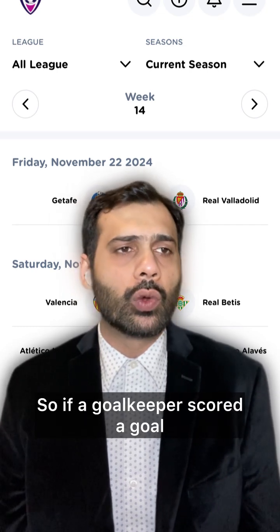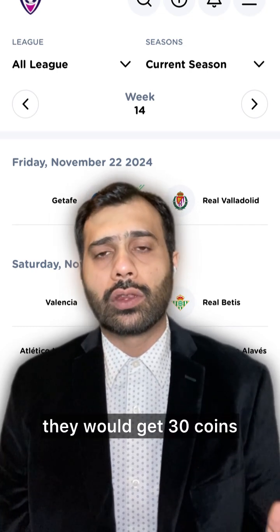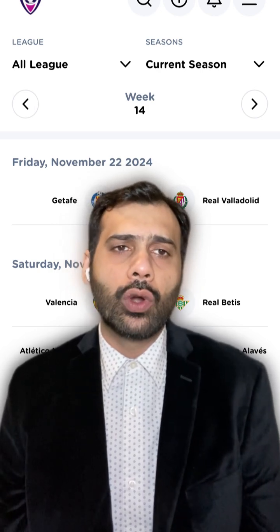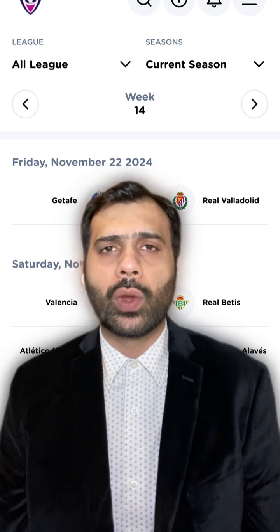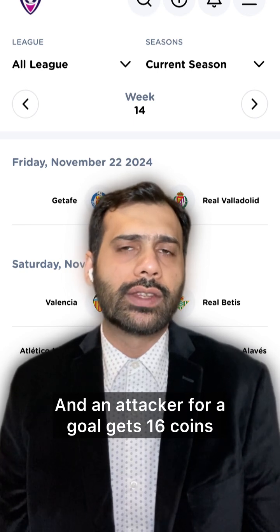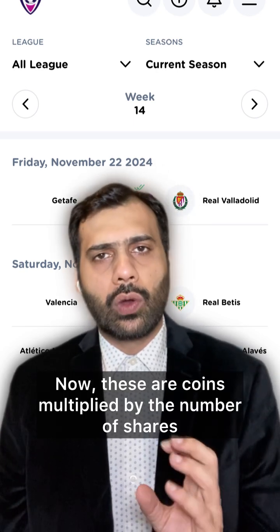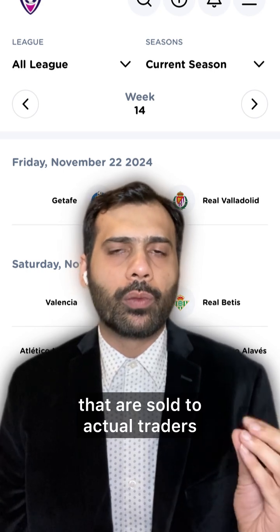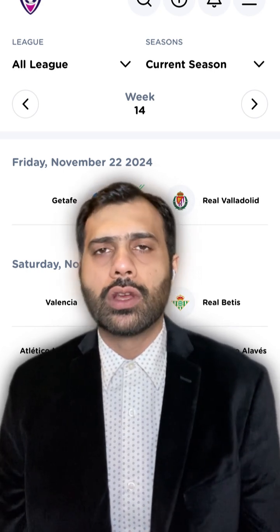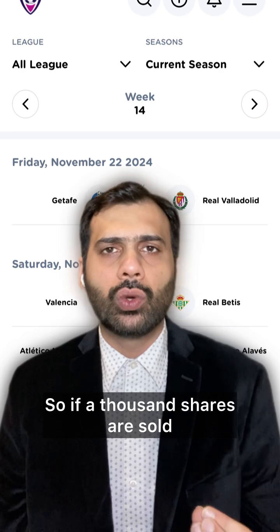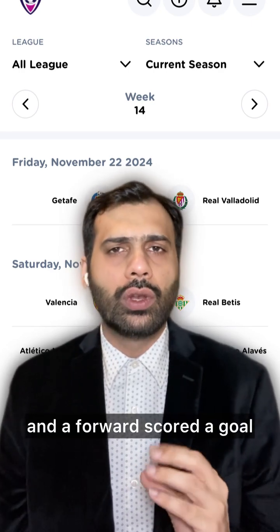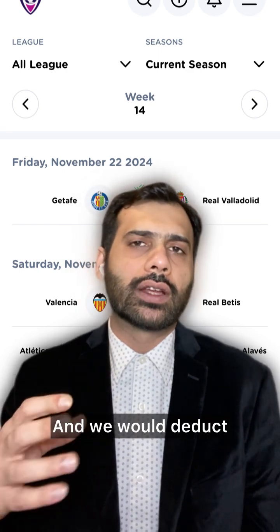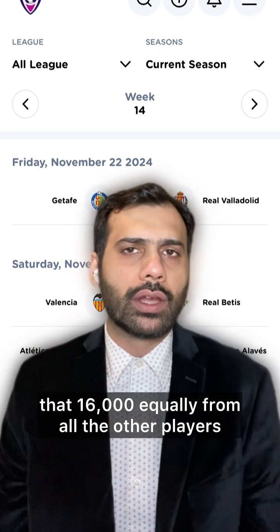So if a goalkeeper scored a goal, they would get 30 coins. If a defender scored a goal, they get 24. If a midfielder scored a goal, they get 20. And an attacker for a goal gets 16 coins. Now these are coins multiplied by the number of shares that are sold by them to actual traders. So if 1,000 shares are sold and a forward scored a goal, then it would be 1,000 into 16, which is 16,000. And we would deduct that 16,000 equally from all the other players.